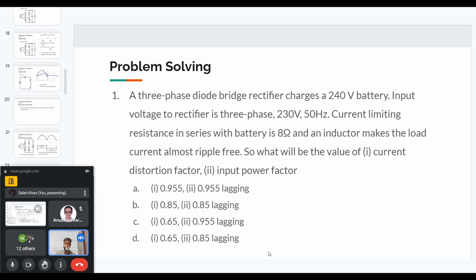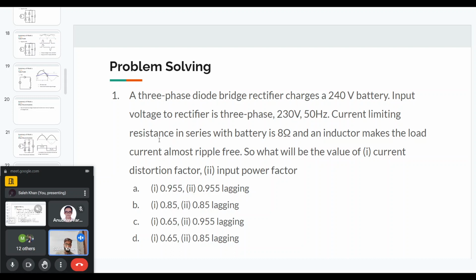So the first question says that we have a three-phase diode bridge rectifier and it is charging a 240-volt battery. So on the load we have a 240-volt E, and the input voltage to the rectifier is three-phase 230-volt 50 hertz. Whenever it is given 230 volts, you should understand that this 230 volts is the phase voltage. And if it was given 400 volts or 415 volts, then that would have been the line voltage. So 230 volts here we will take as the phase voltage.